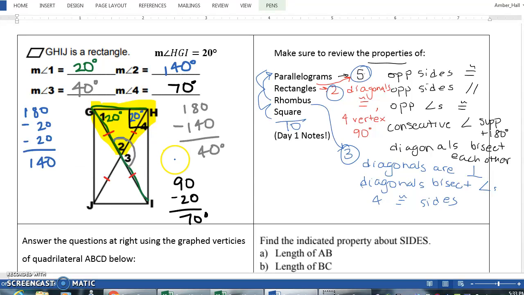This is the Unit 8 review for retest video part 2. We were just finishing up on this question of reviewing the properties of parallelograms, rectangles, rhombuses, and squares.